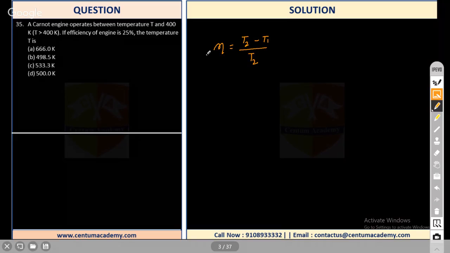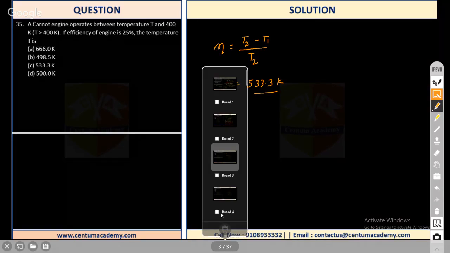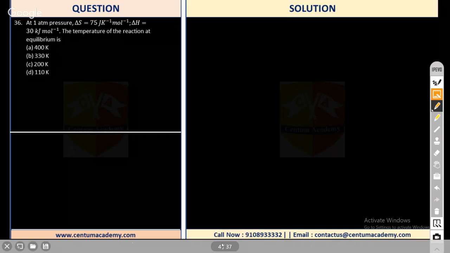Okay, so everything is given, 0.25. T2 you have to find out. T1 is given, 400. You can substitute and get the answer. So the answer will be the temperature T2, which is nothing but 533.3 Kelvin. Direct formula we have here. Next question you see, this one.